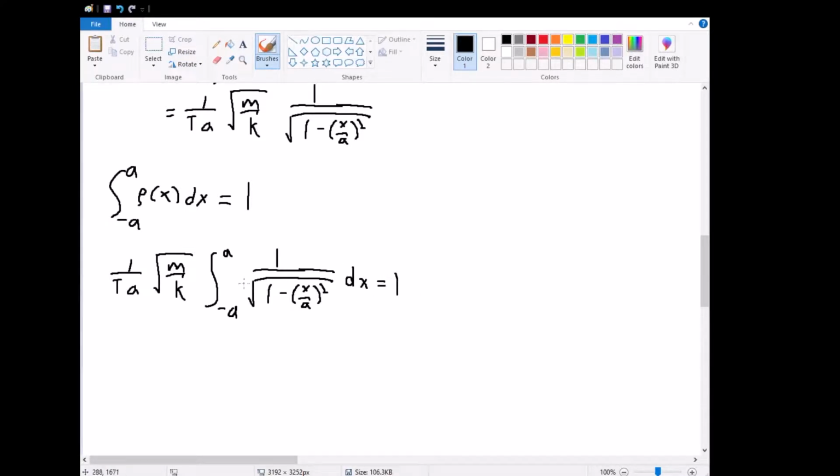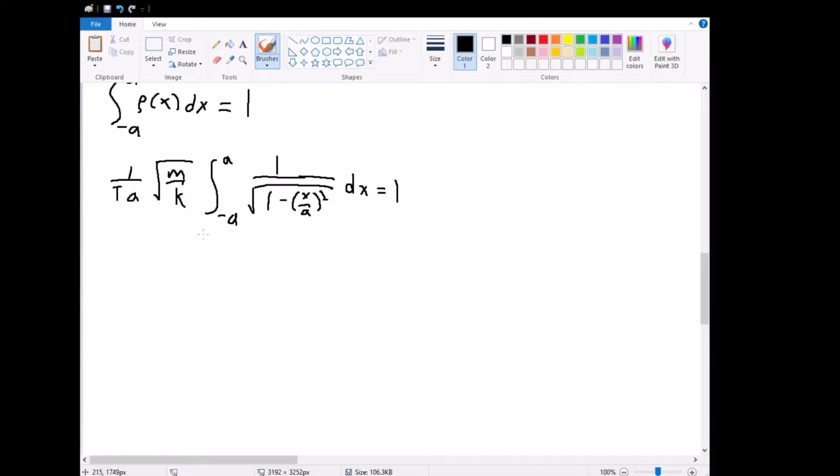Since this is a physics course and not a math course, I will not be doing this. I feel like that's just a waste of time. So instead, I'm just going to plug this into an integral calculator, and the answer for this specific integral ends up being pi times a. So this equals 1 over t times a times square root of m over k times pi times a. And this has to equal 1. So thankfully, the a does in fact cancel out.